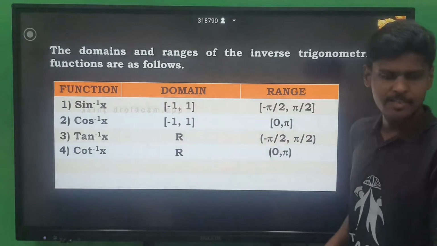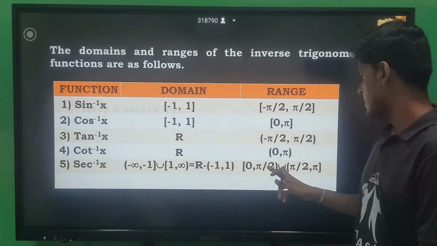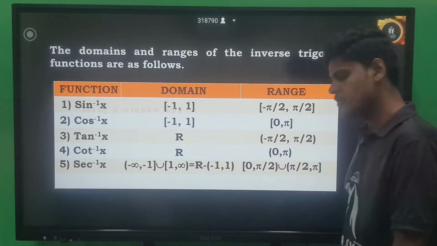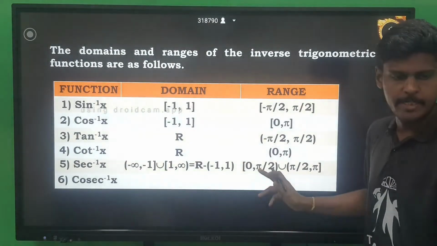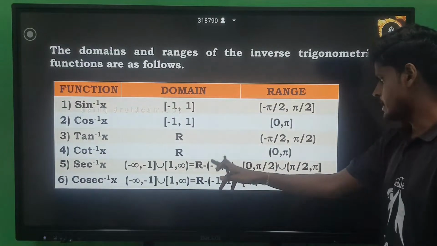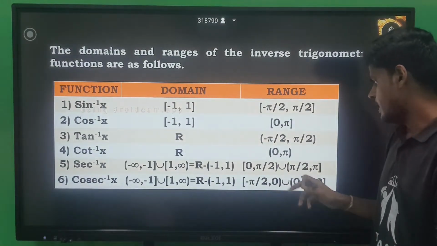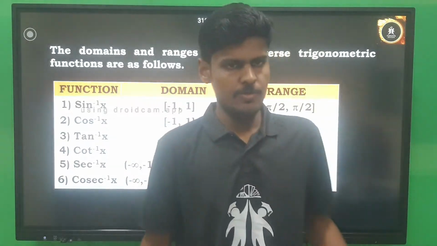Cot inverse, 0 to pi. Secant inverse, again 0 to pi by 2, pi by 2 to pi, 0 to pi by 2 excluding pi by 2, that is an open interval. Next, cosecant inverse x, again same as secant inverse, and range is minus pi by 2 to pi by 2 except 0.